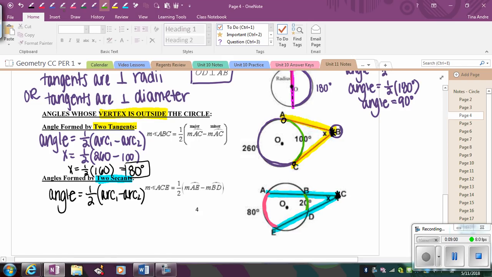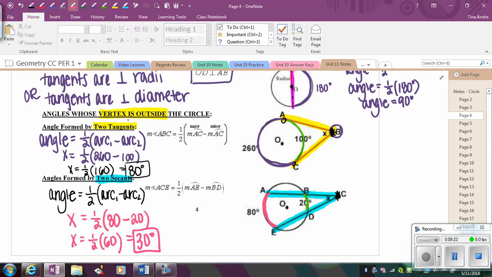So when I go to actually solve this, x is going to equal 1/2 the big arc, so 80, minus the small arc. So x equals 1/2 of 60, so it's going to equal 30 degrees. So same formula, two different types of segments that are intersecting, but because the vertex was located on the outside, same formula. So continue to the next page here.